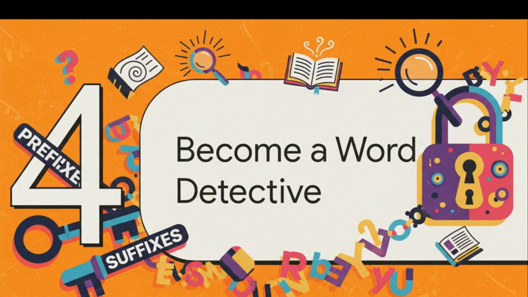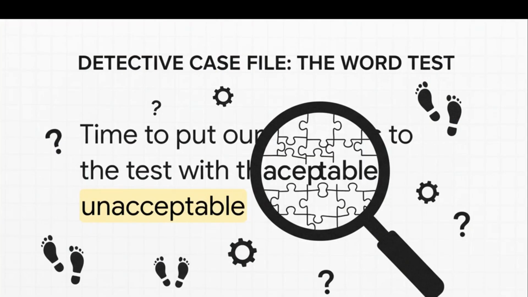So here's the real takeaway. The magic happens when you put both of these keys together, the prefix at the start and the suffix at the end. When you learn to spot both, that's when you really unlock the full power. That's when you become a true word detective. Okay, word detectives, let's put our skills to the test.